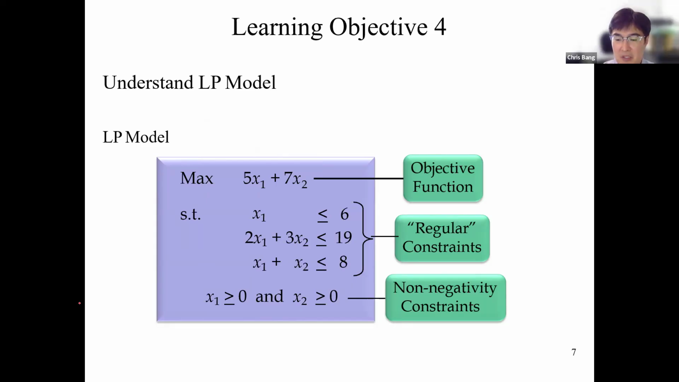In most business applications, a negative quantity would not make practical sense. So, for instance, if x1 and x2 are numbers of units, x1 and x2 can't be negative numbers. They must be greater than zero or at least zero. This is why we need to include non-negativity constraints.